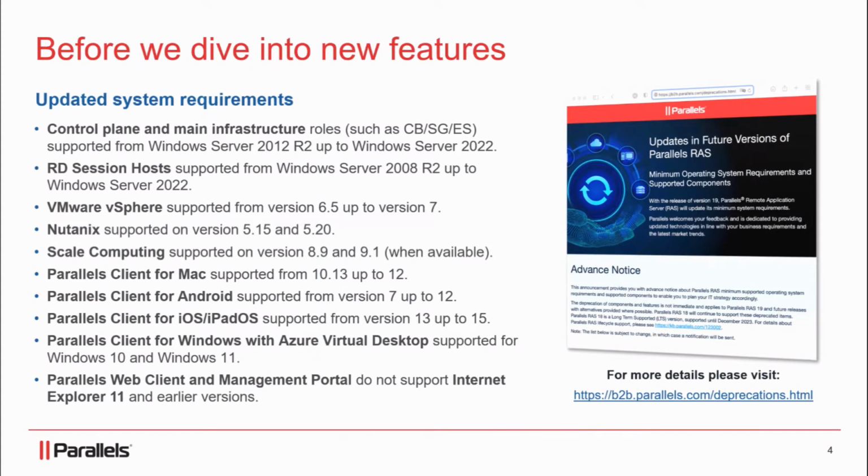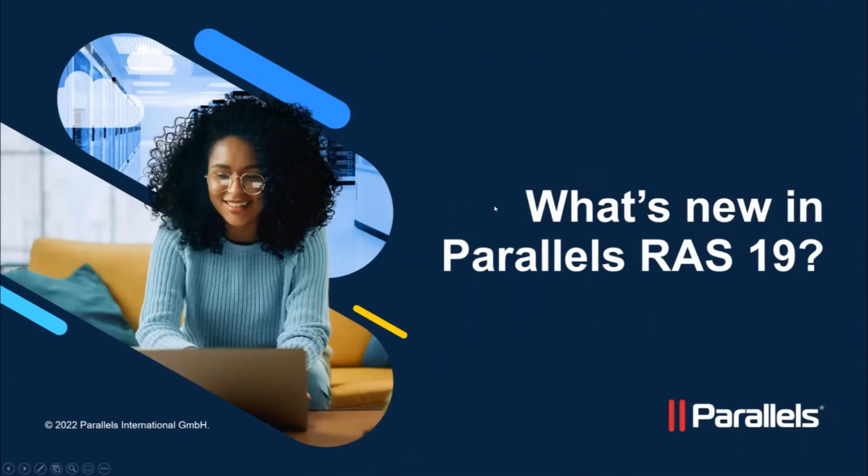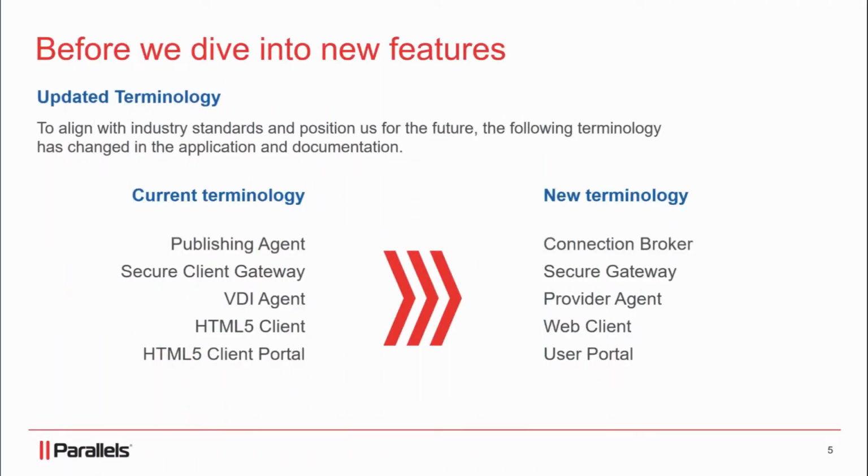Before we get into all of the new features and updates, system requirements for the new version of RAS 19: we continue to support Windows Session Host 2008 R2 and upwards, and essentially everything else within here are updates to existing requirements. We have updated some of the terminology that we are going to be using when we talk about RAS 19 and within the documentation.